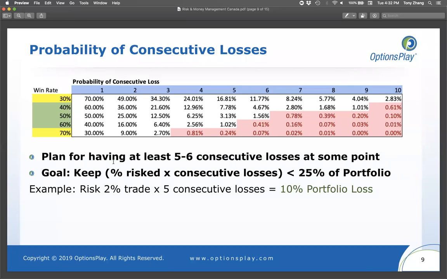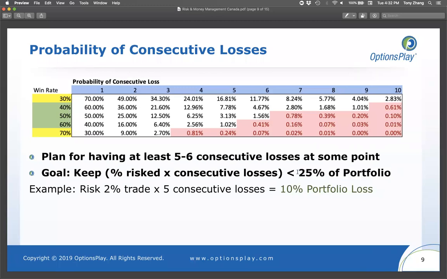So the goal here is to try to keep the losses in your portfolio to less than 25% of your portfolio. So if you're risking 2% of your account per trade, and you have 5 consecutive losses that month, that means you're risking only 10% of your entire portfolio. That's still well below the 25% of your account.